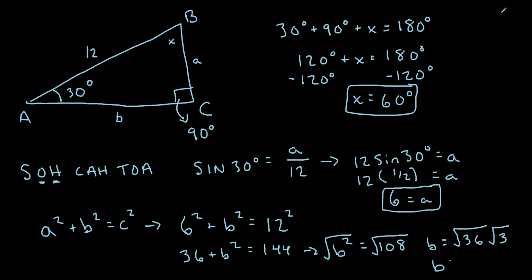And simplifying, the square root of 36 is just 6. So we'll get 6 root 3. That is b. So we have now solved this right triangle. We found the missing angle was 30 degrees. We found that this side length a was 6. And we found that this side length b was 6 times the square root of 3.